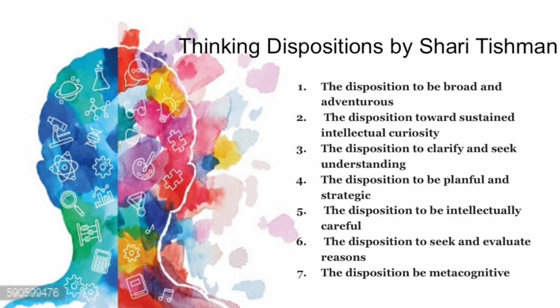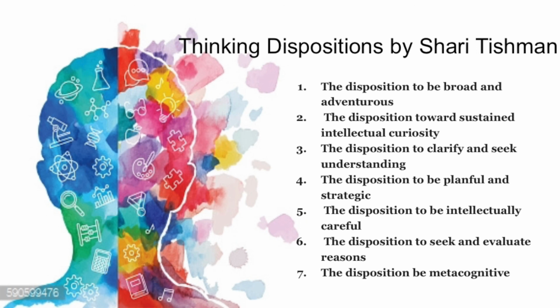The second of them is teamwork, which is differentiated from group work in the sense that teamwork implies all the members of the team working towards a main goal together in collaboration and cooperation. And the third of them is the thinking dispositions as proposed by Shari Tishman. She argues that thinking dispositions are habits of mind that make our thinking good and productive.